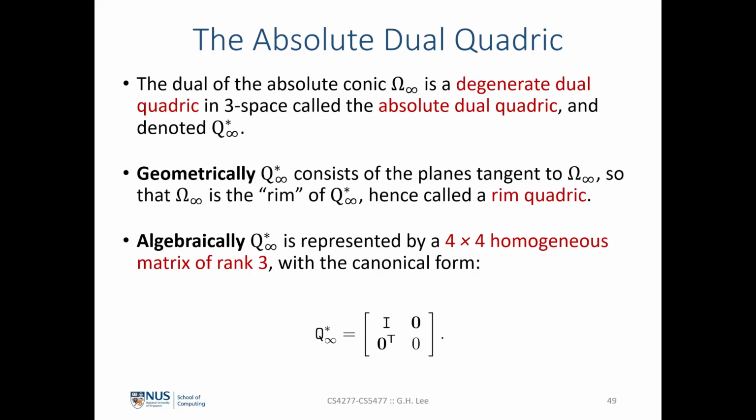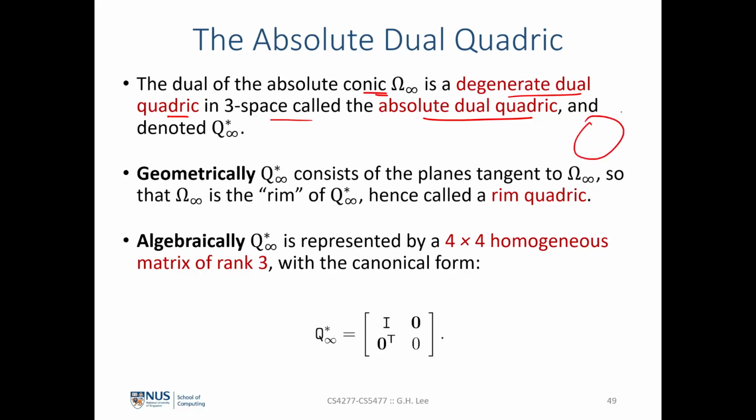Now, after looking at the definition of the absolute conics, let's also look at the absolute dual quadric. So this is the dual of the absolute conics. The dual of the absolute conics is a degenerate dual quadric in the free space called the absolute dual quadric, and we will denote this with Q infinity star. So geometrically, Q infinity star consists of planes tangent to the absolute conic. Recall that previously we defined the absolute conics to be point conics, and the dual would be defined by planes that are tangent to the absolute conics.